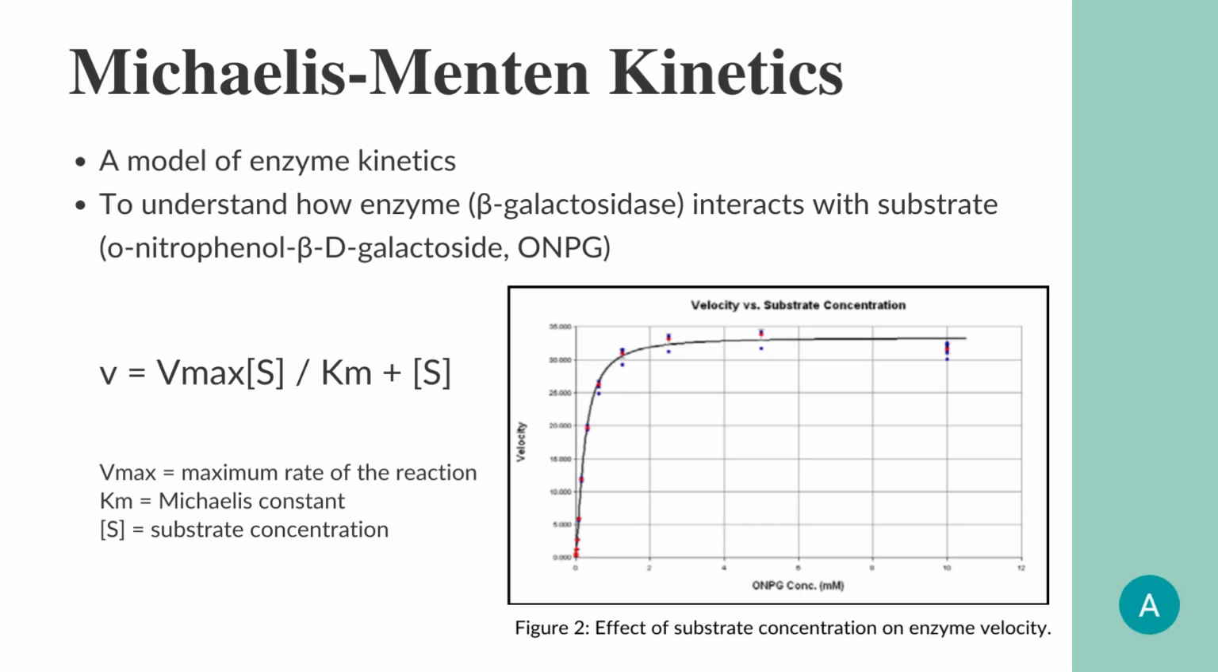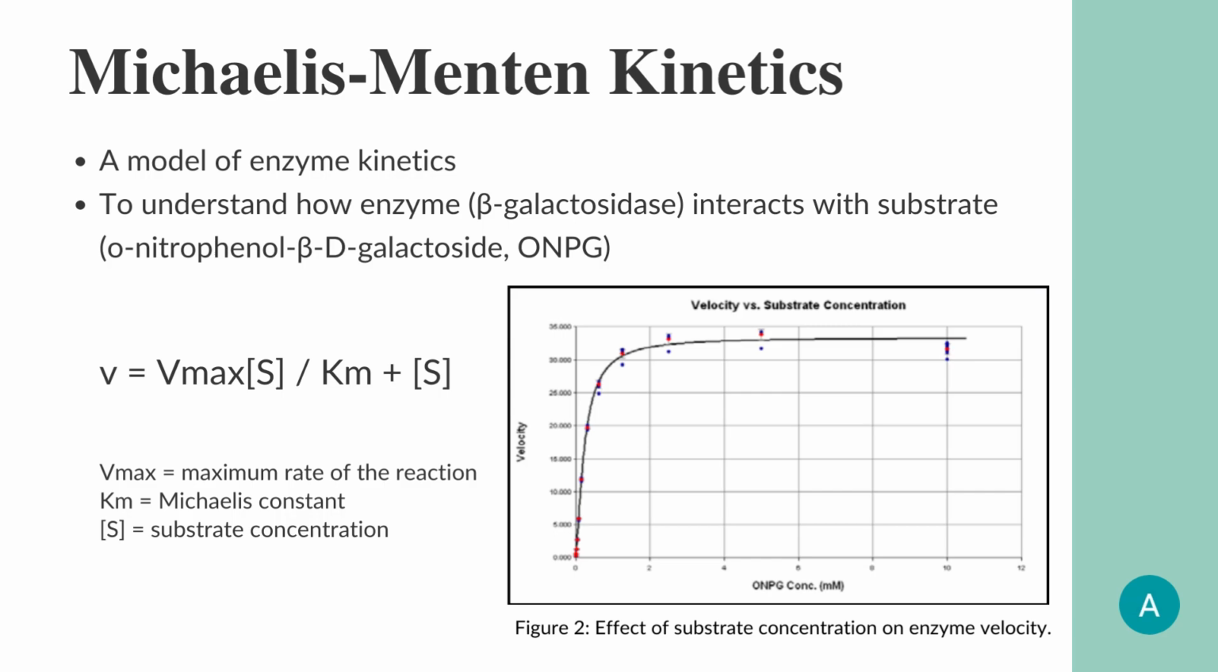The Michaelis-Menten kinetics is a model of enzyme kinetics which explains how the rate of an enzyme catalyzed reaction is affected by the changes in substrate concentration. The model helps us to understand how the bacterial enzyme beta-galactosidase interacts with the O-nitrophenol beta-D-galactoside, in short form, the ONPG substrate.